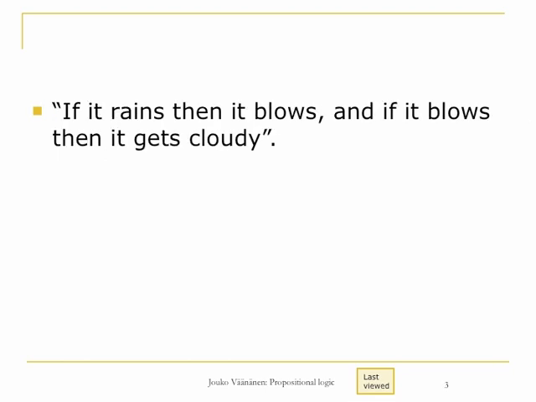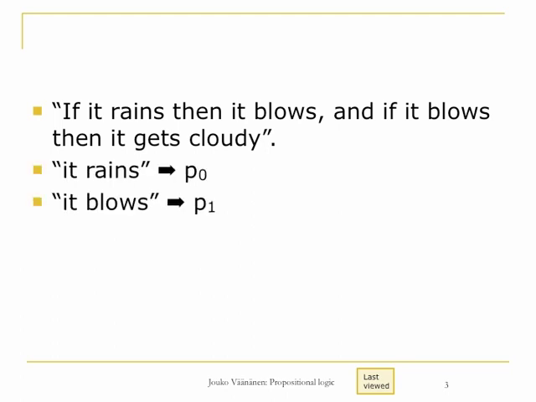In the sentence "if it rains, then it blows, and if it blows, then it gets cloudy," the atomic formulas are "it rains," "it blows," and "it gets cloudy." They are atomic because we cannot break them into smaller pieces by means provided by propositional logic. Again, we can replace them by P0, P1, and P2, and from the point of view of propositional logic, the meaning of the sentence would not change.